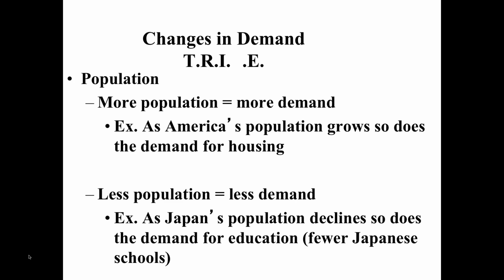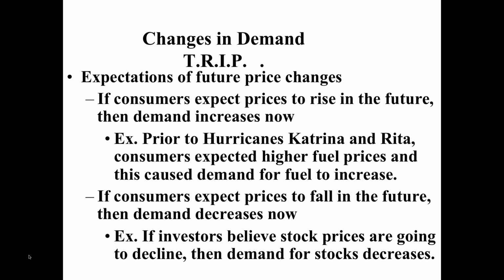And lastly, we're going to look at E. And E stands for expectations of future price changes. So if consumers expect prices to rise in the future, then demand increases now. So we're looking at what's happening to demand now. If consumers expect prices to rise in the future, they want to buy before that price increase, and so therefore the demand is going to increase now. So for example, prior to Hurricane Katrina and Rita several years ago, consumers expected higher fuel prices, and this caused demand for fuel to increase because people wanted to buy it before the price went up.